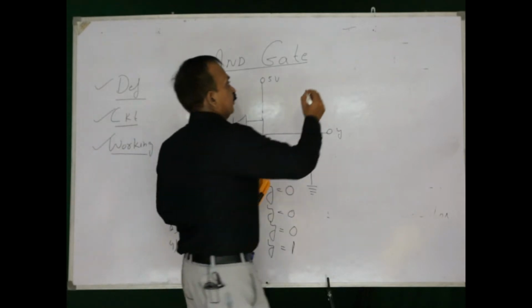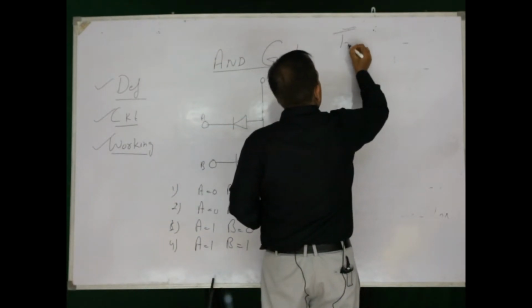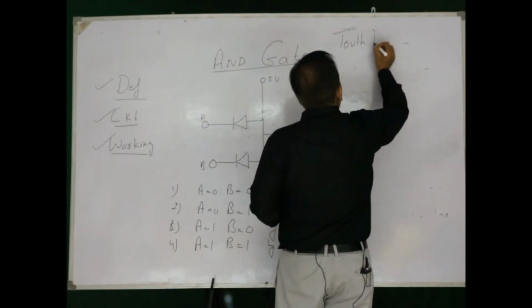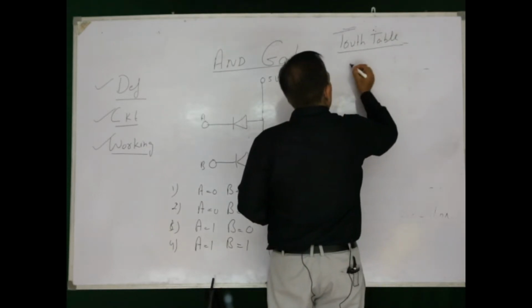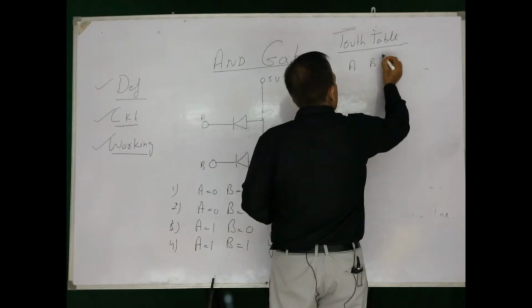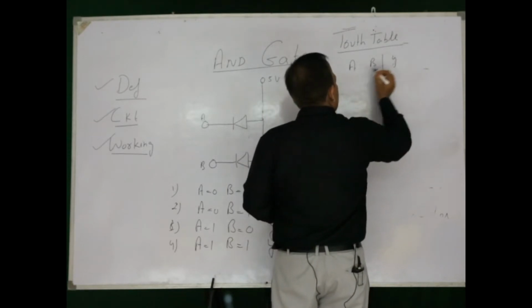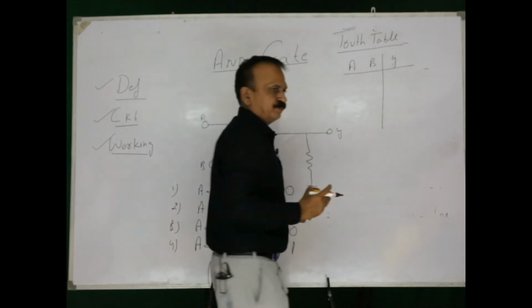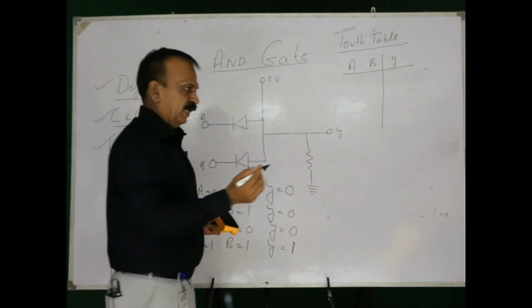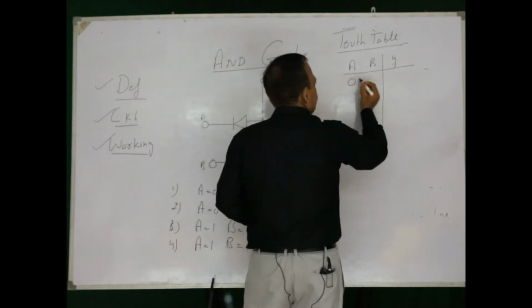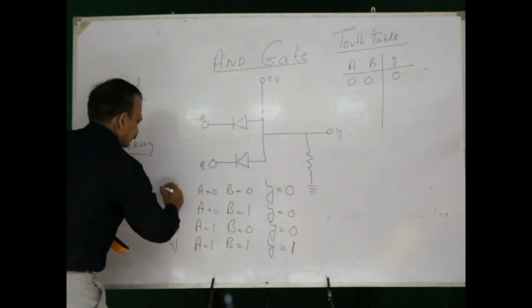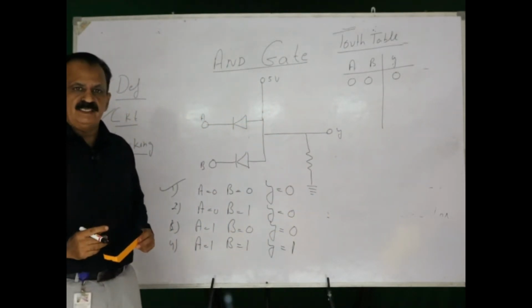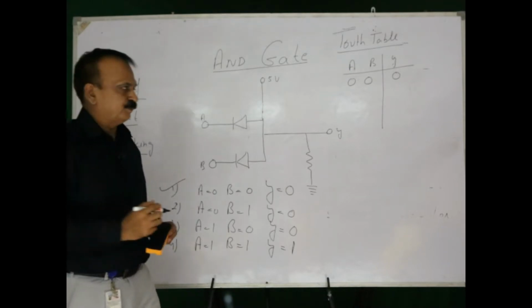Next in this sequence will be the truth table. Again, a truth table is a table showing all input output combinations. The inputs are A and B and the output is Y. Both A and B are 0. When these two are 0, the output is 0. This first case, A is equal to 0, B is equal to 0, Y will be 0.